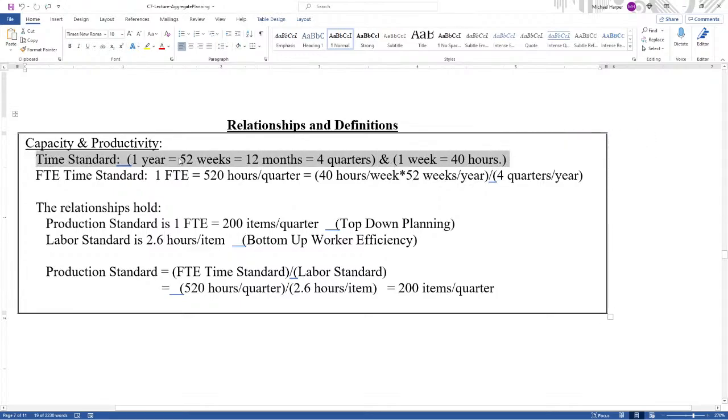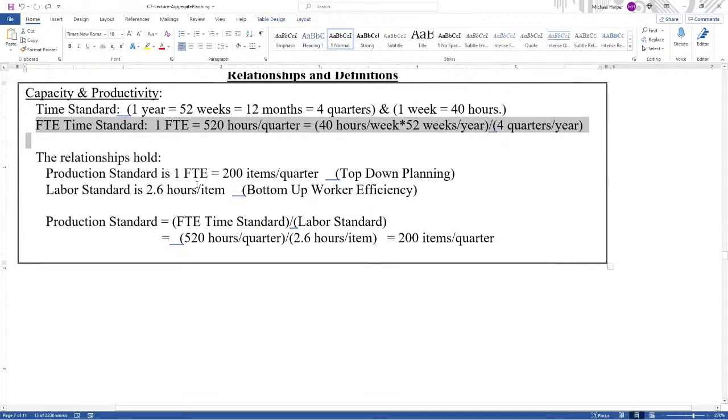So it can change. But this time standard will translate to an FTE time standard. Then what is one FTE equivalent output? Well, remember we had 40 hours a week times 52 weeks in a year divided by 4 quarters. So this is 520 hours per quarter. 40 times 52 would be hours per year. 40 times 52 divided by 12 is hours per month. So you can have time standards for different quarters, months, weeks, whatever, or years.